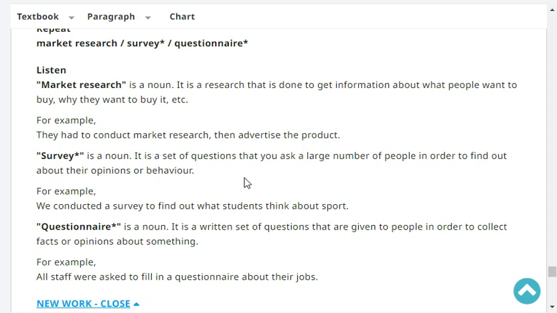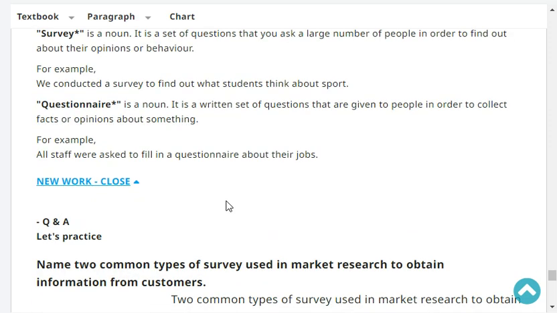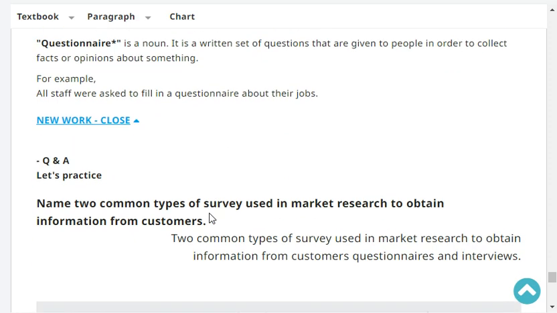It is a written set of questions that are given to people in order to collect facts or opinions about something. For example, all staff were asked to fill in a questionnaire about their jobs. Let's practice.